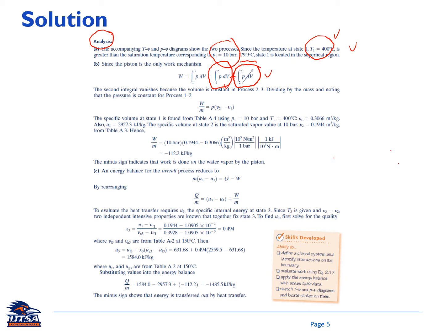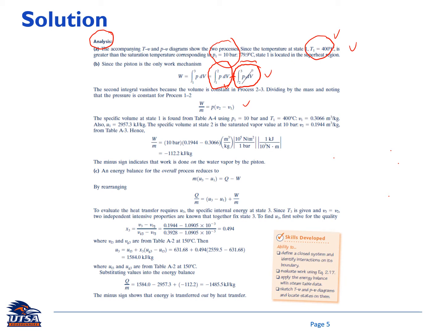So the work is the integral of P dV from state 1 to state 2, and it occurs at constant pressure, so pressure can go outside the integration, and then we only have work equal to P times the integral of dV. The integral of dV is the volume change between these two states, so it's the volume at state 2 minus the volume at state 1. And then I have the pressure, 10 bar.